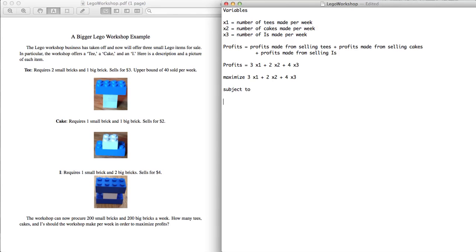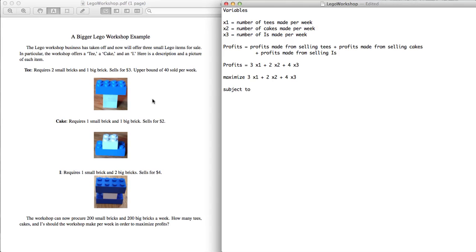So each of the items that we're making requires the use of resources. For example, a tea requires 2 small bricks and 1 big brick, and we only have 200 small bricks. So as another rule of thumb in terms of trying to identify constraints, any scarce resource will typically have an associated constraint with it.